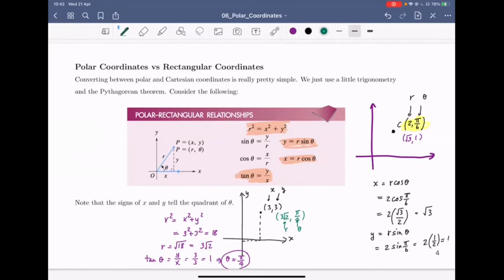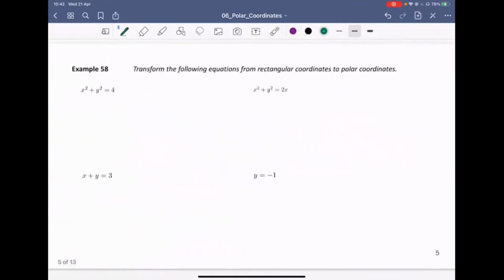All right. So next, once we transform the point, we can transform the equation too. So let's look at the equation. Polar coordinates are going to be super helpful when you have a circle, because polar coordinates are just r and theta, so it's a lot easier to work with circles in polar coordinates. So let's look at the circle here.